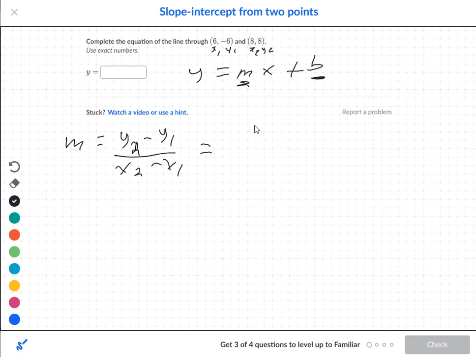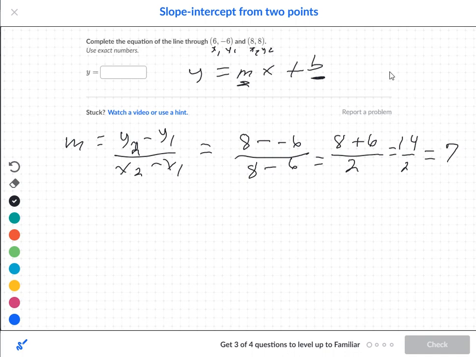So from this, the y2 is 8. Y minus y1, which is a negative 6. And then let's see, the x2 is 8, subtract 6. So the double negatives becomes 8 plus 6. 8 minus 6 is 2. From here we get 14 over 2. So from here we get 7. So now we know that m is equal to 7.